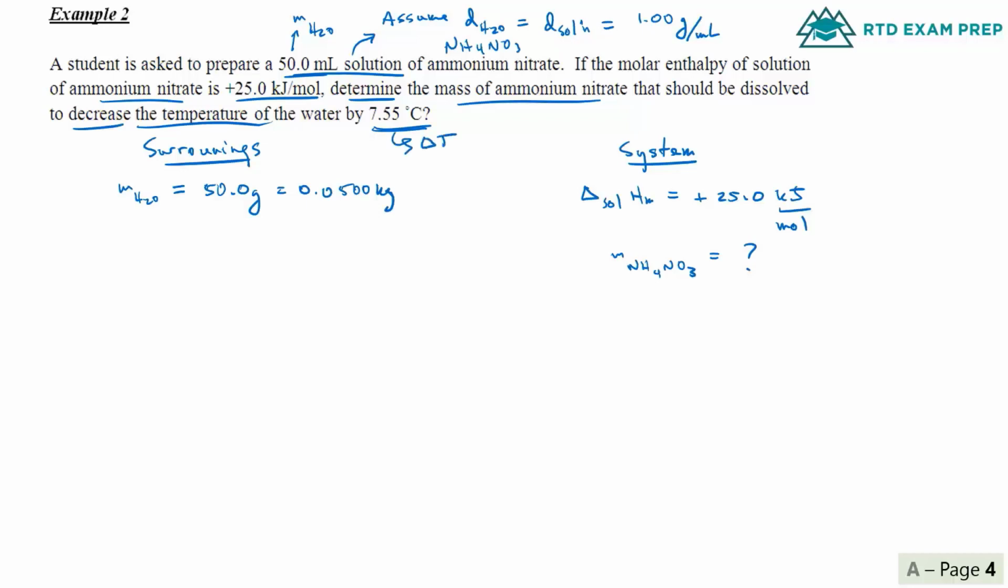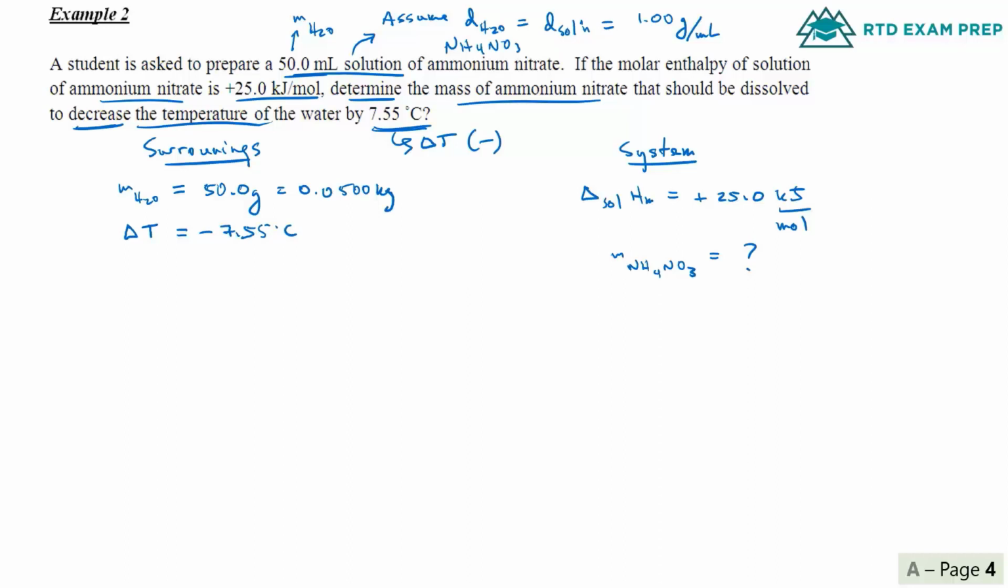This is our delta T. And we are decreasing the temperature, so that means that our delta T is going to be negative. Okay, so this is going to go under the surroundings heading. So our delta T is going to equal negative 7.55 degrees Celsius.